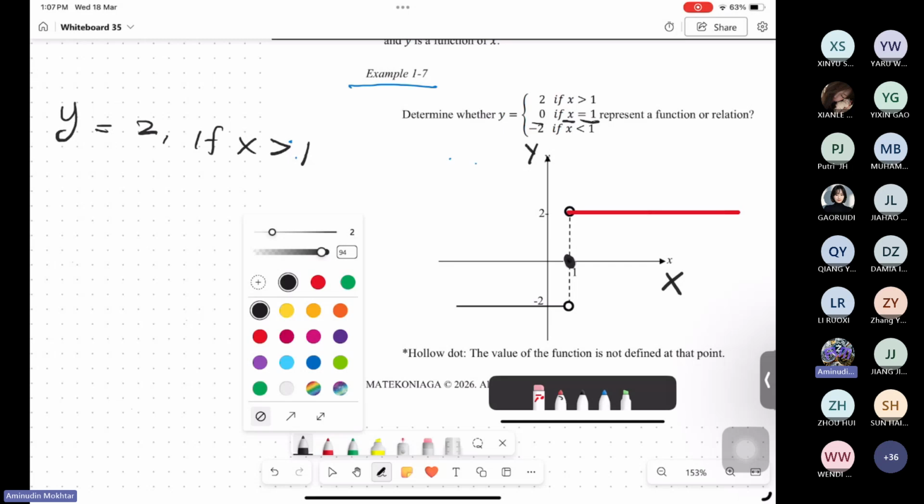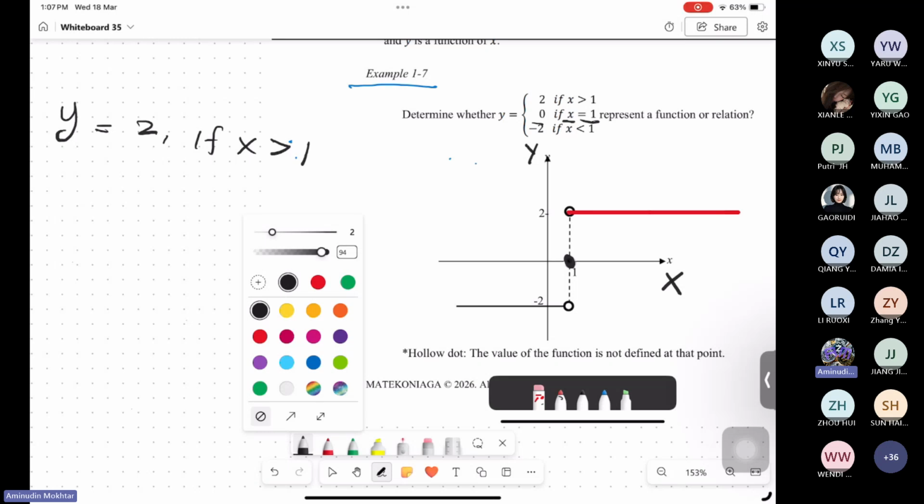So for y equals 2 if x is greater than 1, any value of x will produce the same value of y. x equals 10, x equals 1000, x equals 10,000, and so on. The value of y remains the same, y equals 2. The second one: if x equals 1, y equals 0.